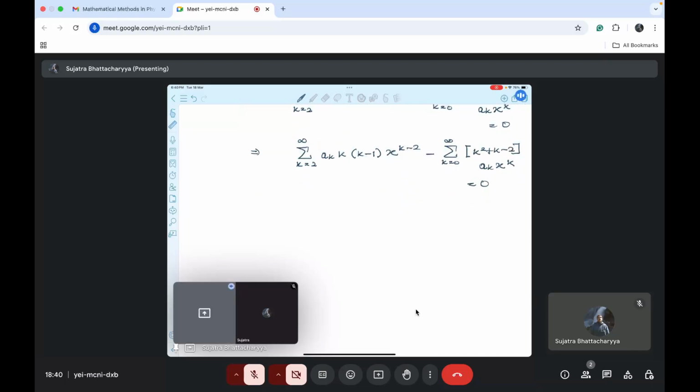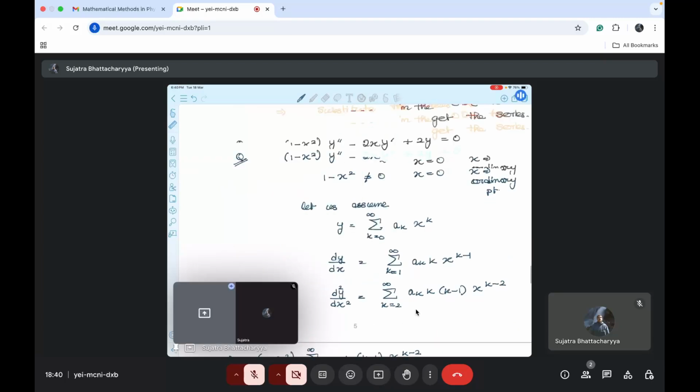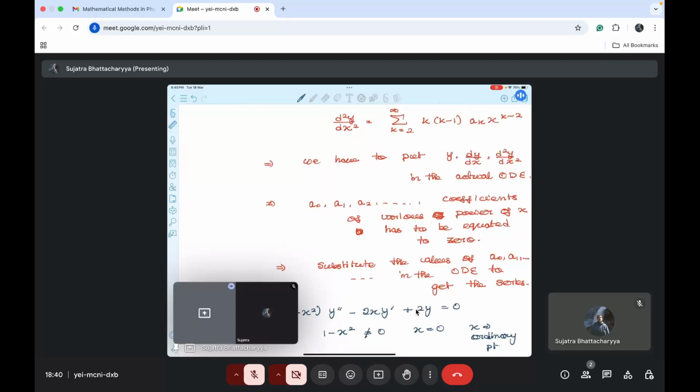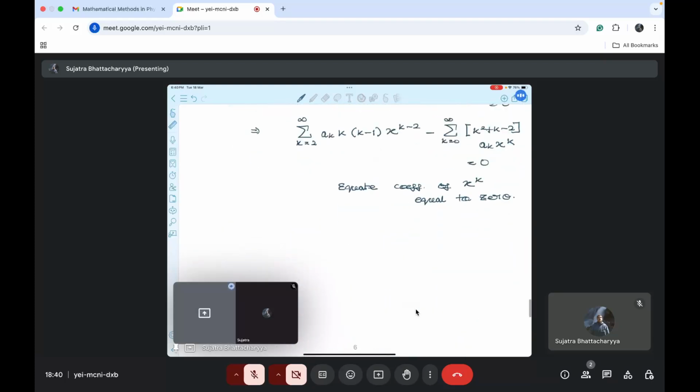Mostly things are done. Next step is that we have to equate the coefficient of x to the power k equal to 0. So this is what I am trying to write here. The coefficients have to be equated to 0. Actually it's the various powers of x, x to the power k, which is mentioned. So that is what I am trying to tell you. So equate the coefficient of x to the power k equal to 0.